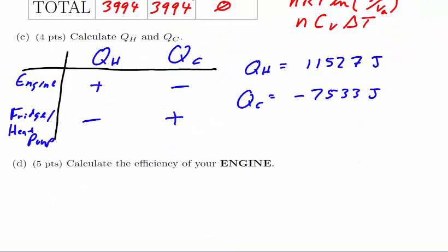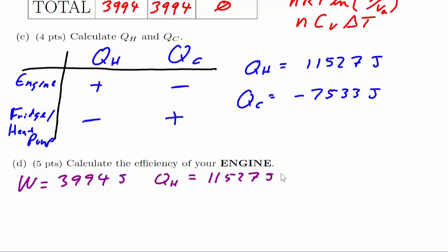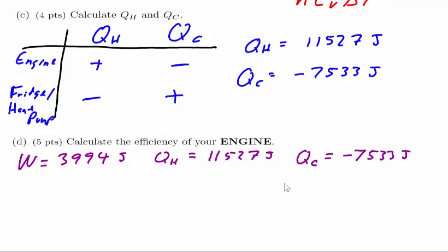Finally, to complete the problem overall, we must collect 3 summary pieces of information. First is the total work of 3994 joules. Second is the heat that came in from the hot place, Q hot, which is 11,527 joules. And finally is Q cold. This is the heat that was expelled to a cold place. Because it was expelled, it is negative 7,533 joules. These 3 numbers will be analyzed to tell us how well our engine is performing.